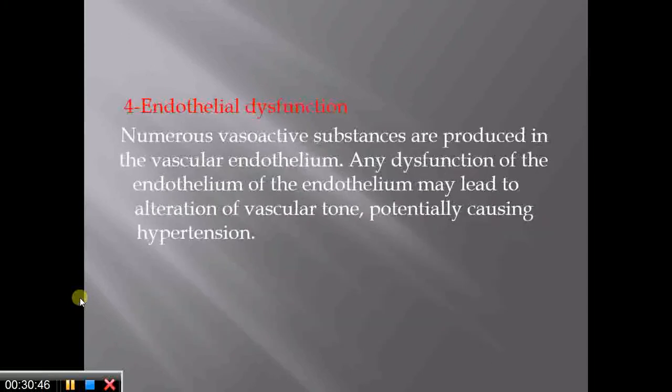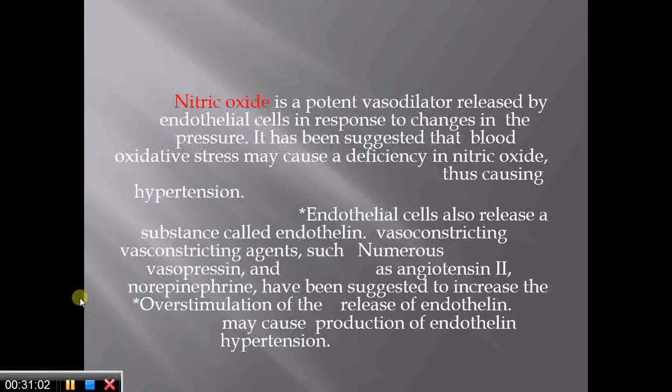Endothelial dysfunction. Numerous vasoactive substances are produced in the vascular endothelium. Any dysfunction of the endothelium may lead to alteration of vascular tone, potentially causing hypertension. Nitric oxide is a potent vasodilator released by the endothelial cells in response to changes in blood pressure. It has been suggested that oxidative stress may cause a deficiency in nitric oxide, thus causing hypertension.